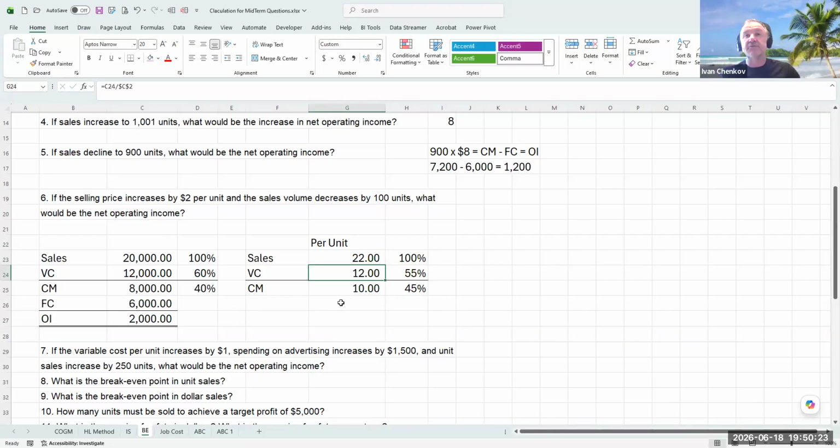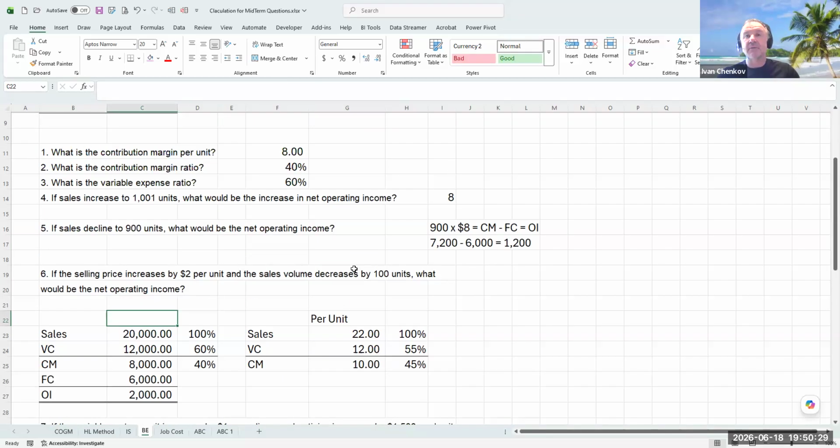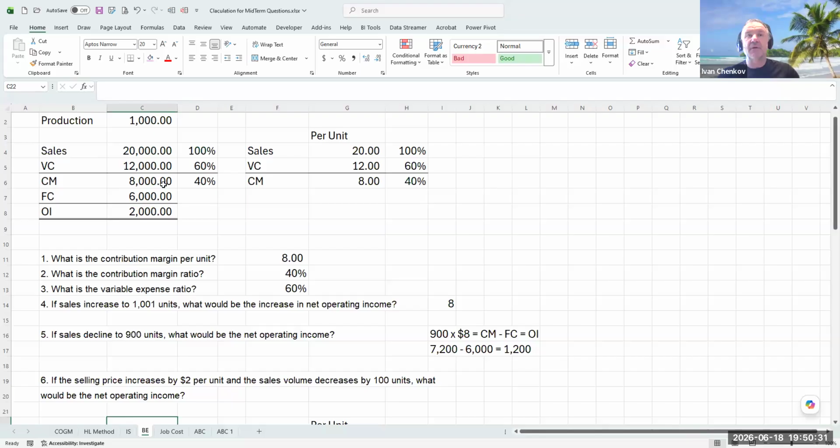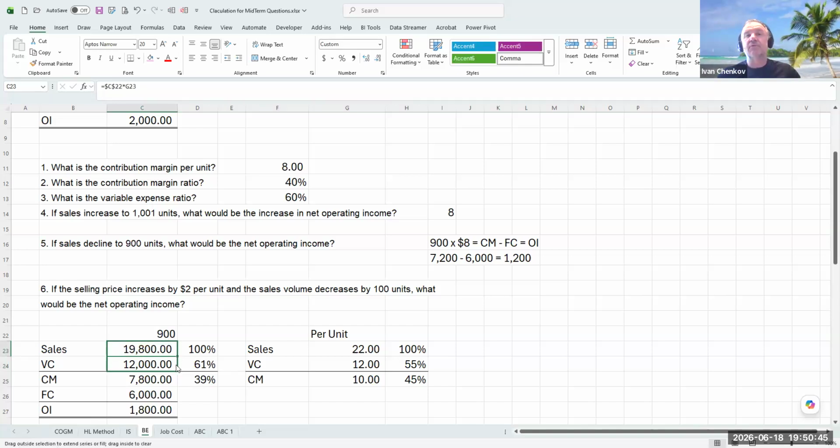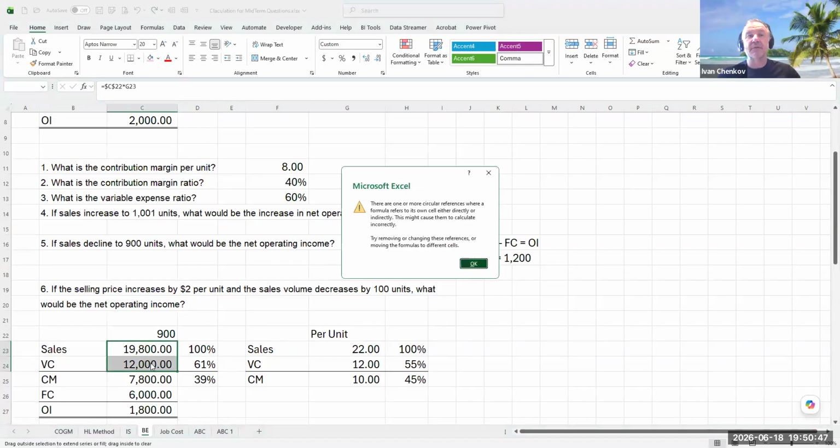Contribution margin, as you can see, jumped to $10. And since I'm selling a decrease of 100 units, instead of selling 1,000, I'm selling 900 units. So that will be 900 times 22. And the next will be 900 times 12, which is going to stay the same.